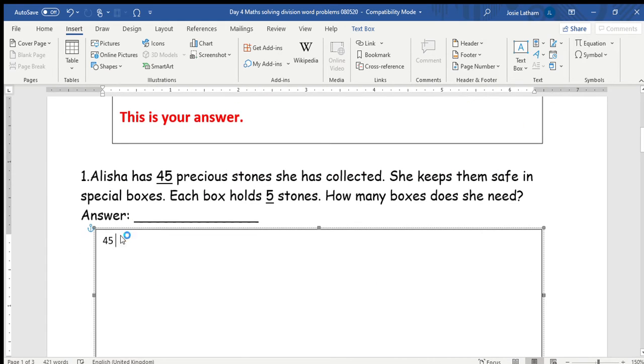45 divided by 5 equals what? Always put your total number first with division. So I'm going to find out how many boxes I need to hold all 45 stones. What do I need to count in? That's right, I need to count in 5. So I'm going to write down my multiples of 5 until I reach 45. 5, 10, 15, 20, 25, 30, 35, 40, 45.